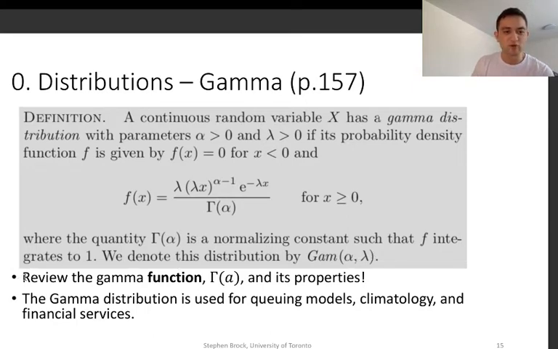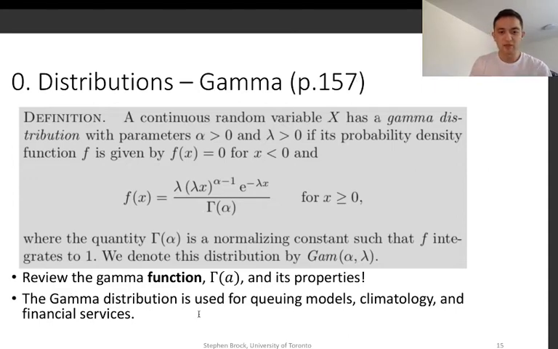So review, I'm going to say this because the gamma function is kind of interesting. You don't need to understand exactly how the gamma function works, but there's a couple properties that you should know when trying to solve questions involving the gamma distribution. So please review the gamma function and its properties. I believe this is in the textbook around page 157.